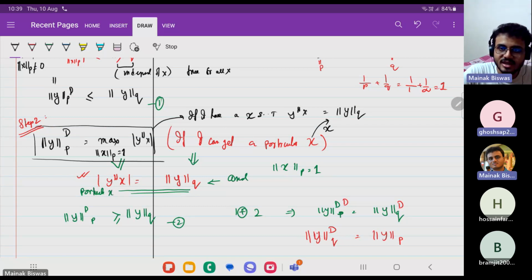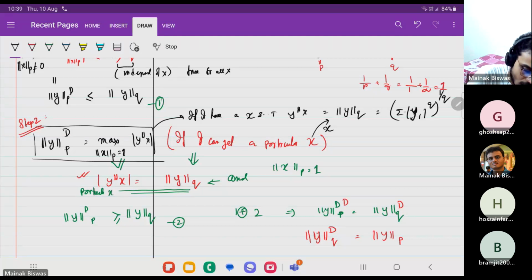Because I'm optimizing over x, right? If I have a particular x such that y Hermitian x is equal to the q norm, which is what the q norm is: the sum of |y_i| to the power q, to the power 1 by q, with i equal to 1 to n, right? If I can show, I can build one norm like this. If I can get an x like this, will that be a lower bound on this?